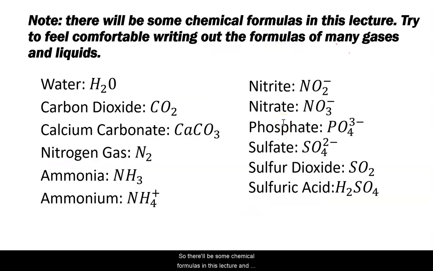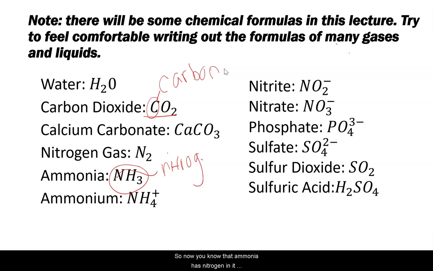There will be some chemical formulas in this lecture and throughout this course, so try to feel comfortable writing out some of the formulas of all these different gases and liquids. Hopefully you know some of them, and it's also important to note that each letter represents what that formula is representing. So if you have CO2, the C represents carbon. Anytime you see the letter C in a formula, you know there's carbon in it. And the same thing with anything with an N in it has nitrogen. So now you know that ammonia has nitrogen in it, which will come in handy later on in the lecture. So try and feel comfortable with some of these. You don't have to memorize all of them, but some of them will be beneficial and you will see them on tests and you might need to use them on tests.